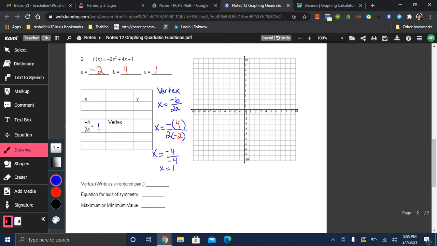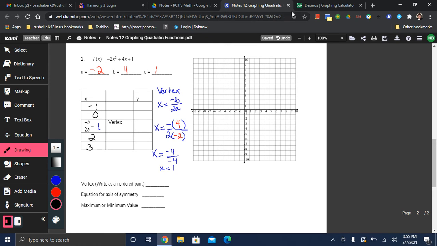And so we're going to count backwards from 1. Smaller than 1 would be 0, and then negative 1. And then bigger than 1, going forward, would be 2 and 3. So negative 1, 0, 1, 2, 3. Those are going to be the values that we will want to use for the x's of our table.